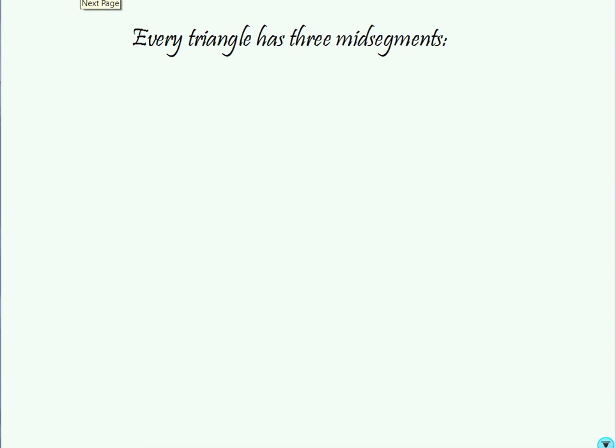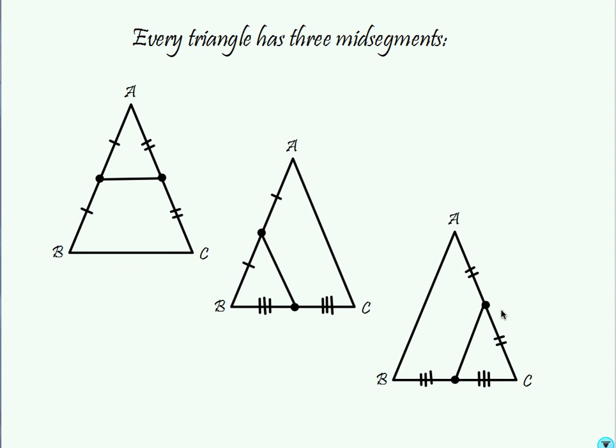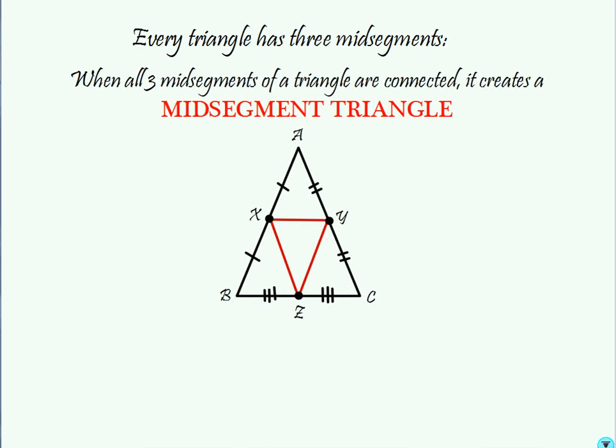Every single triangle out there has three midsegments. The one that we just drew. I can also connect the midpoints of AB and BC. This creates a midsegment. Or I can connect the midpoints of AC and BC, and that creates a third midsegment. Like I said, every triangle has three different midsegments. Well, if I drew all three midsegments at once, that creates a midsegment triangle.